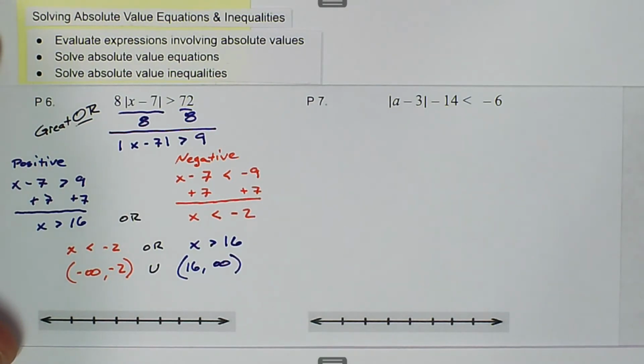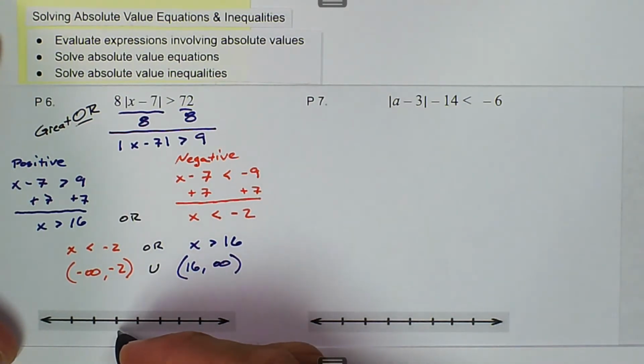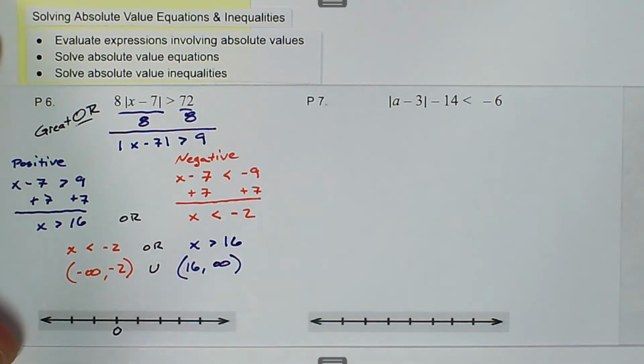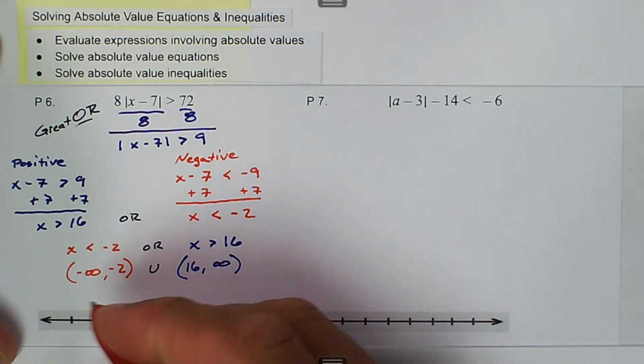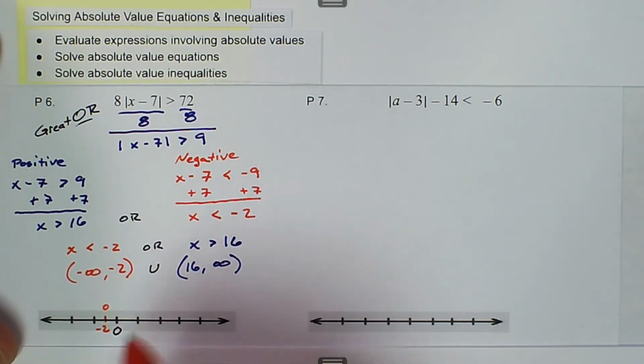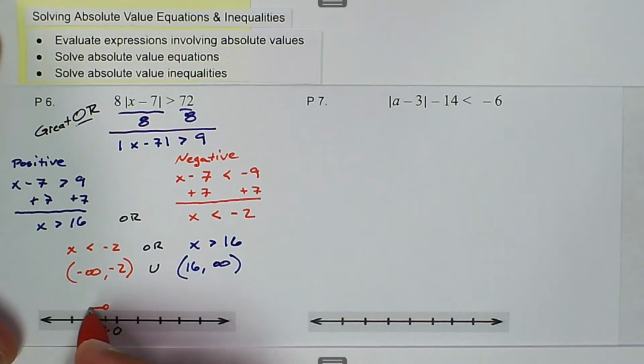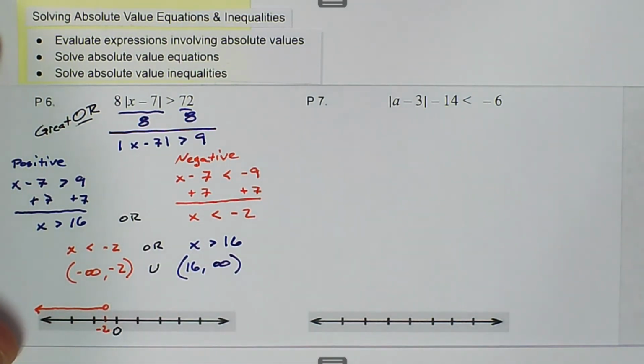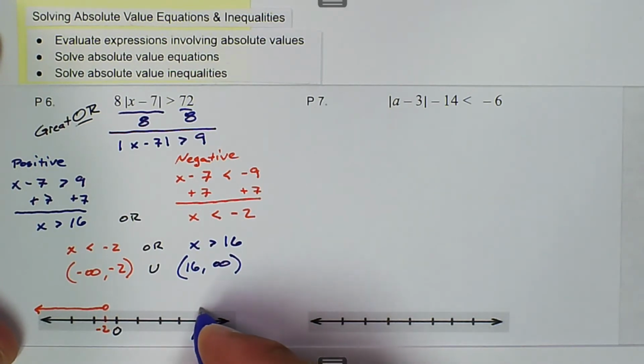So we're going to have to count by 4s here probably. So we'll put a 0 here. So let's put negative 2 halfway between. That's going to be an open dot, and we're going to shade to the left. And then 16, 4, 8, 12, 16 is going to be right here. And that is also going to be an open dot, and we're going to shade to the right.